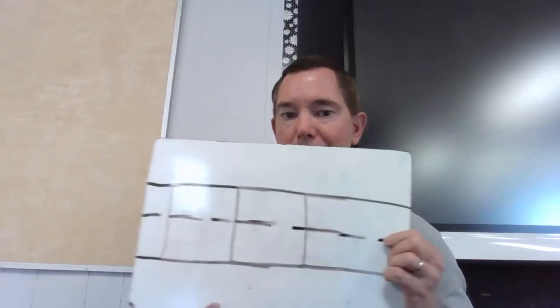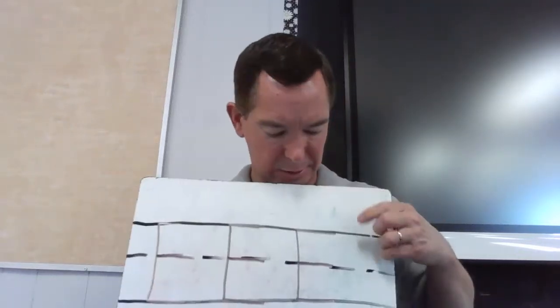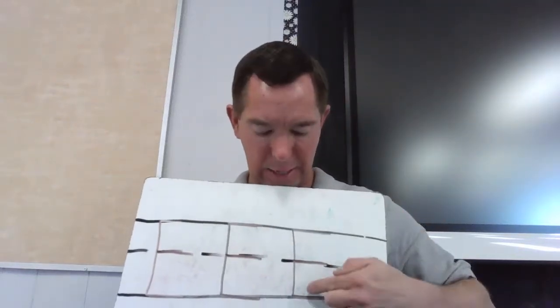This is uppercase E. Uppercase E is a tall letter. It's going to touch the top line and the bottom line when we write it. Can you sit up tall?